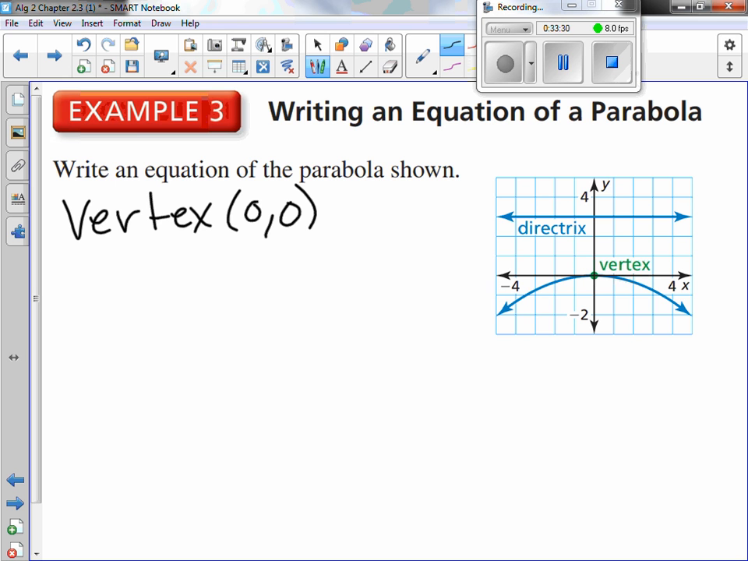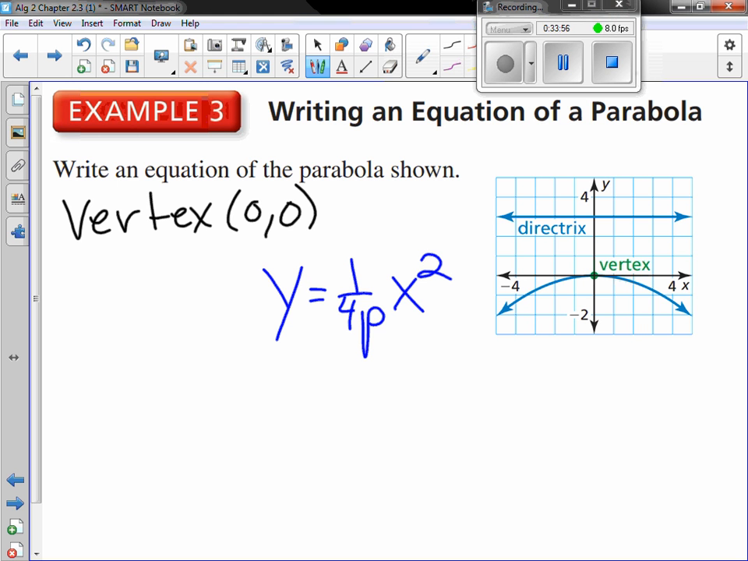But which direction is it going? It's opening down, isn't it? Well, it has to be a negative value p, but the only one that opens down is y equals 1 over 4p x squared. Y equals 1 over 4p x squared is the only one that opens down. Yes?